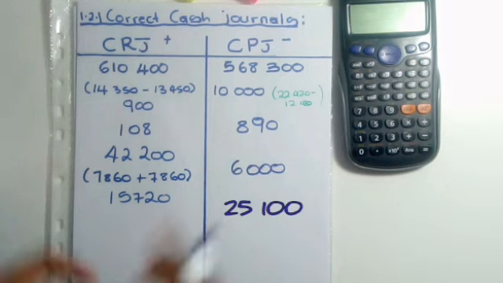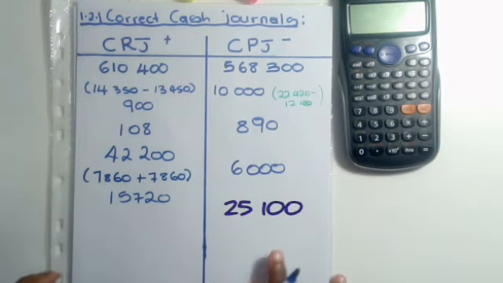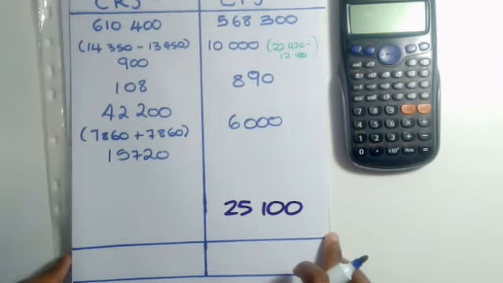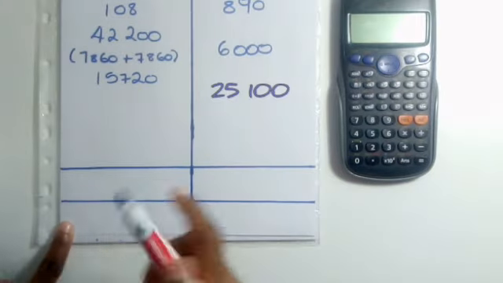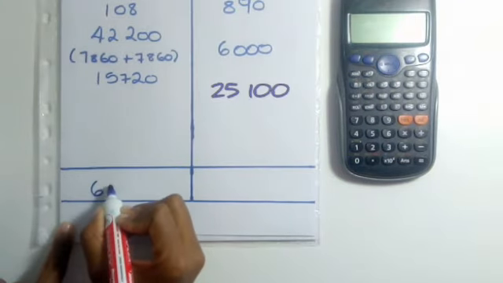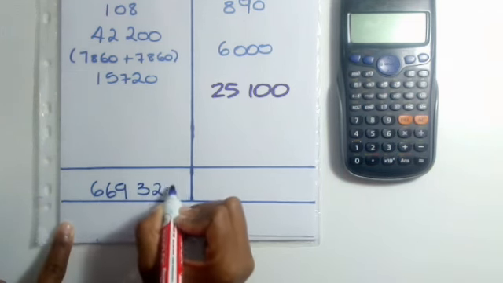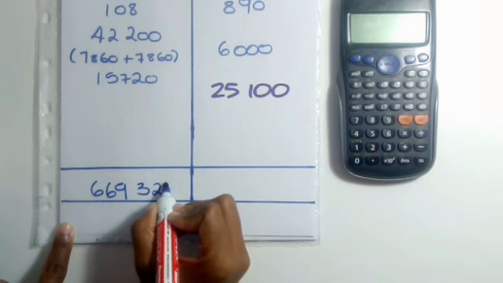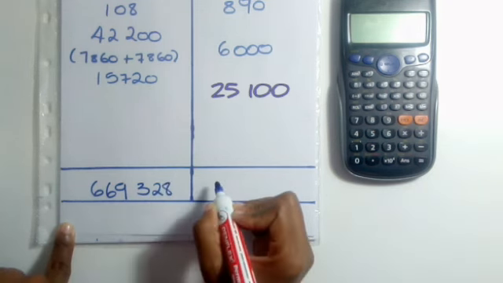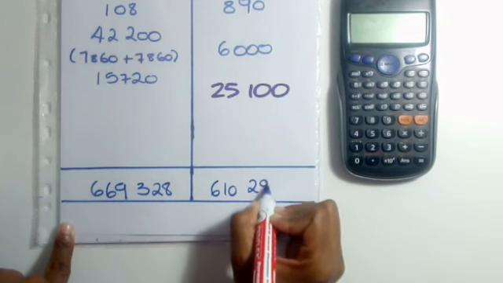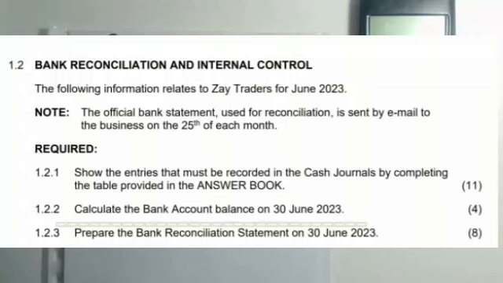So that would be everything that goes in our CRJ and CPJ, and then we are just going to find our totals. On this side we have 669,328 on the CRJ, and on the CPJ we have 610,290.